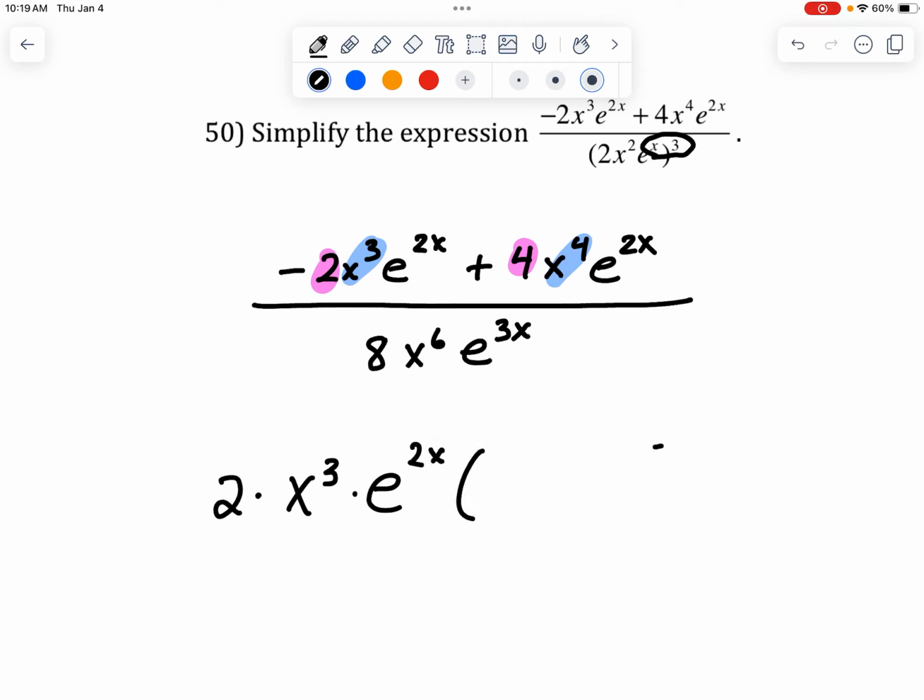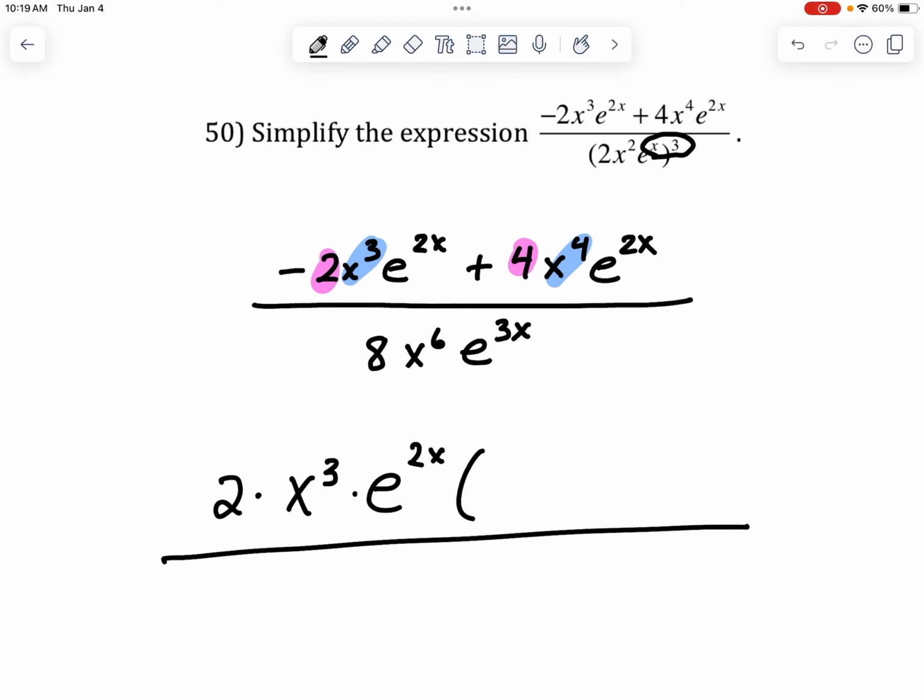And then what remains on the top? So let's see, if I factored out the 2, there's still going to be the negative. The 2 is gone, the x cubed is gone, and the e to the 2x got factored out. So that would leave behind a negative 1. And then if I factor out a 2, that means there's going to be plus 2 left. For the x to the 4th, I took out 3 of those, so it's going to leave a single x. And then e to the 2x got factored out, so that's gone.